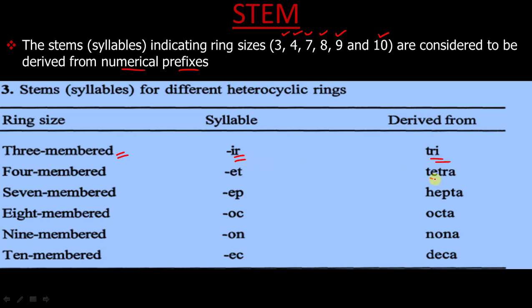Similarly for 4 membered it is tetra, they have taken et. This is the stem for the 4 membered ring. This is for the 7 membered ring, it is hepta, and the syllable is the same as the stem. You can call it stem or syllable, it is ep. So it is just for your knowledge, nothing to worry about in this table. It just says that their names are derived from their numerical prefixes, tri, tetra, hepta. So this is to remember the stem, if you take the help of the numerical prefix.